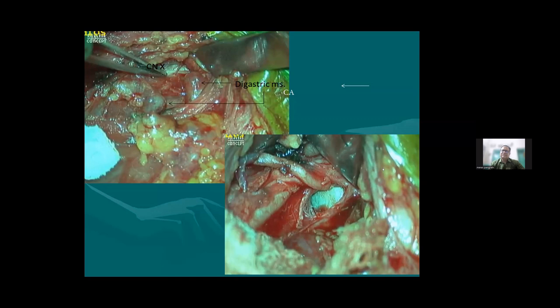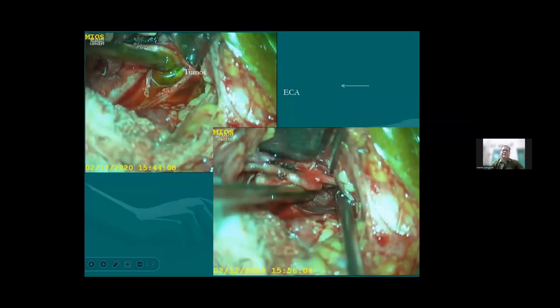And this is the tumor which has given yellow fluorescence. One can see the green color. The tumor was excised. This is the fluorescent tumor. And this is at the end of excision of the tumor.